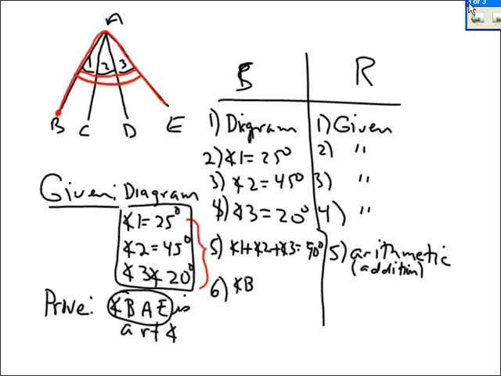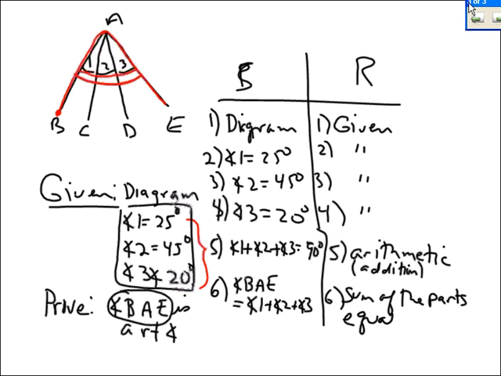Angle BAE is equal to angle 1 plus angle 2 plus angle 3. Sum of parts equal the whole. Sum of the parts equals the whole.